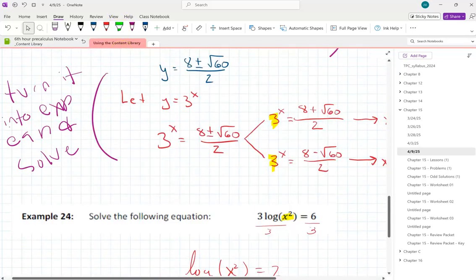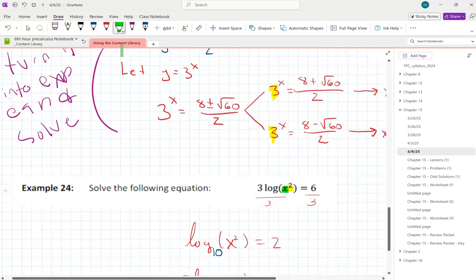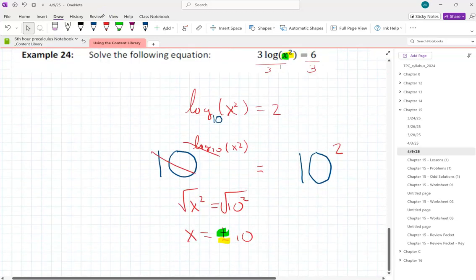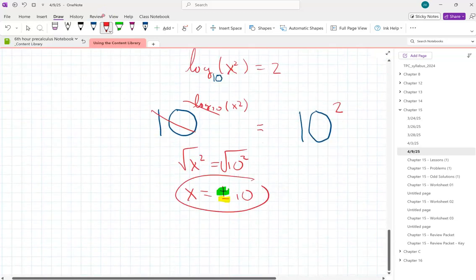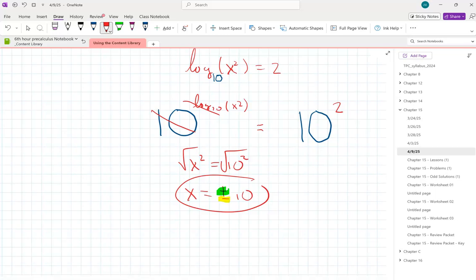If I take positive 10 and plug it in, positive 10 squared is 100. We're good. Both of these answers check out. There's no extraneous solution here. Everybody feel okay with that? It's pretty rare to get an extraneous solution when you have x in only one logarithm.